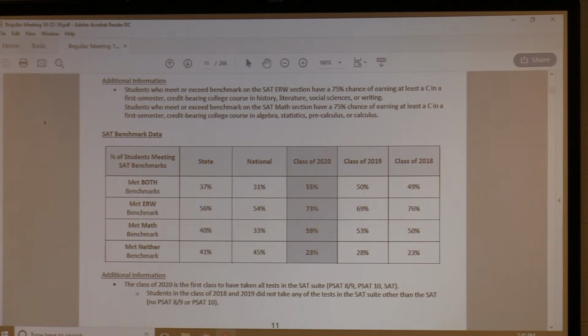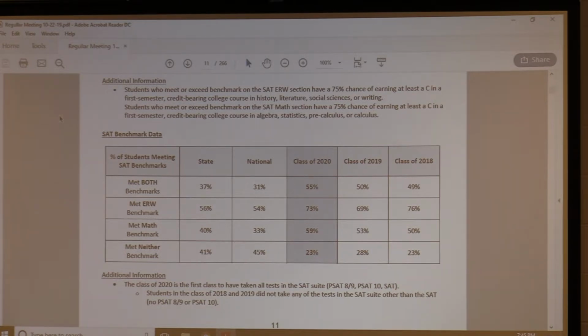So where you look at the highlighted column, you can see the class of 2020, so we're talking about our current senior class. And what makes me excited and very proud of our teachers and our students and our efforts toward the SAT is being able to see that for the class of 2020, we're talking about increases in all areas, except for the one decrease, which is the decrease we want to see, which is the number of students who are meeting neither benchmark for SAT.